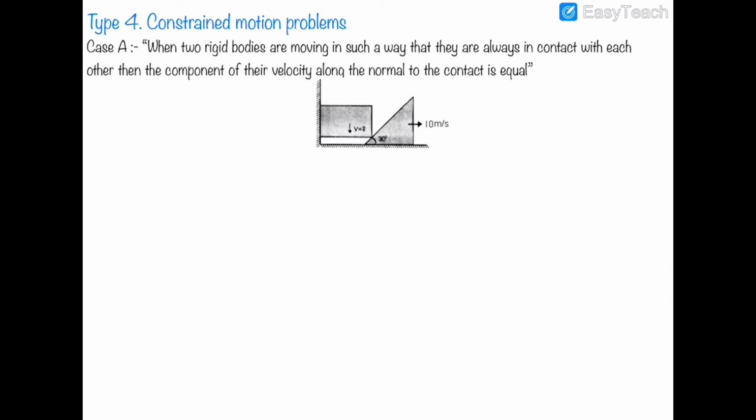So this is step 1, in which we have determined the velocities of the two blocks which are in contact with each other. Step 2 is that we have to draw a normal on the contact, which is the contact of the two blocks. So here is the contact of the two blocks and we have to draw a normal on the contact. So I am drawing a normal to the contact. Normal means perpendicular.